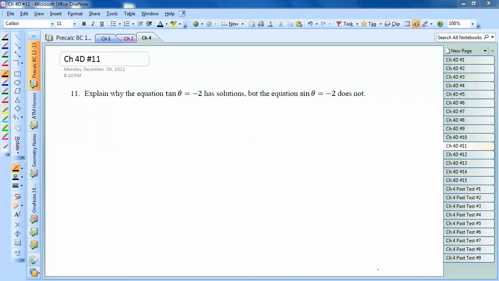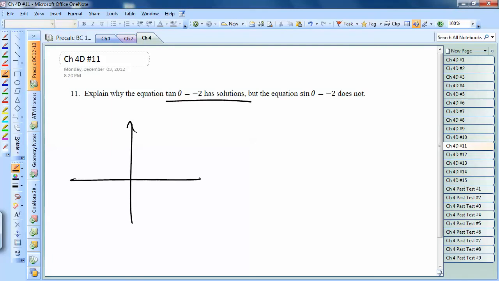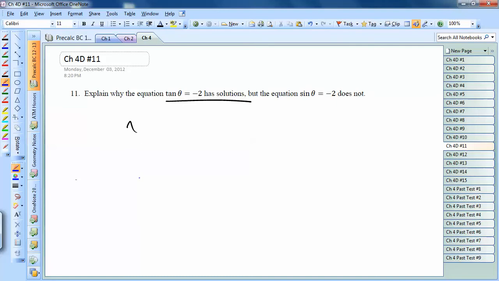Okay, so why does tan theta equal negative 2 have solutions? Well, tan theta, remember, in the unit circle, you can think of it as the slope of your radius if theta is measured as that counterclockwise angle. So the slope of this radius as it goes around, it could be really close to 0 like this line is.